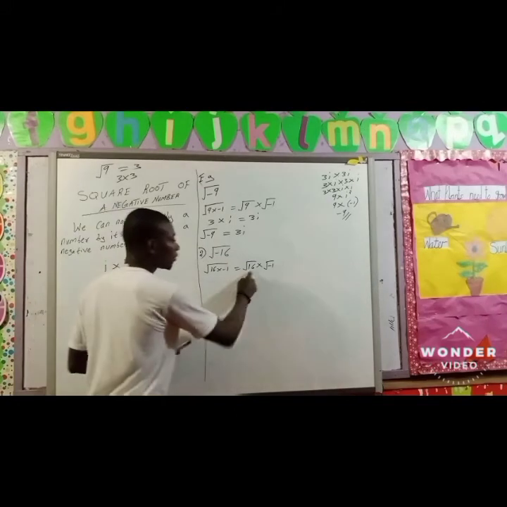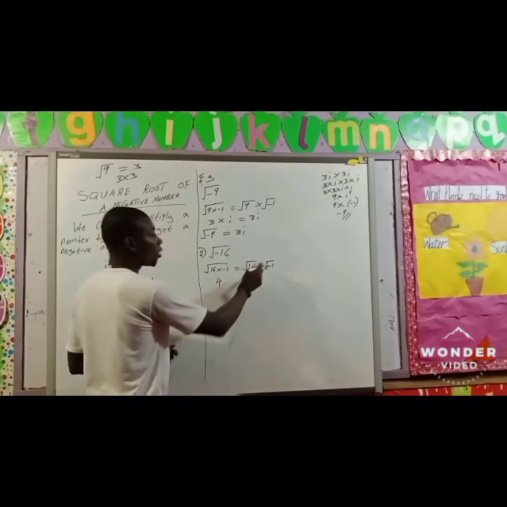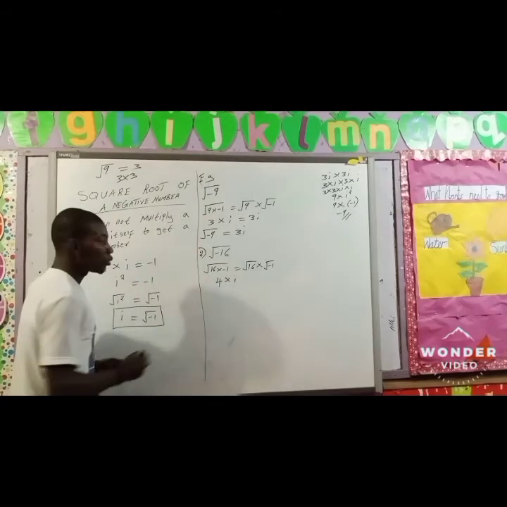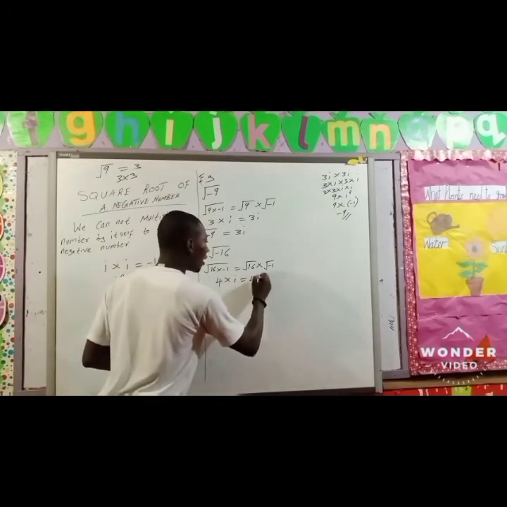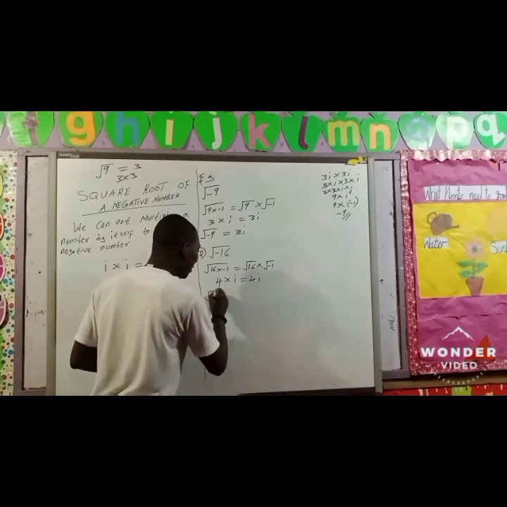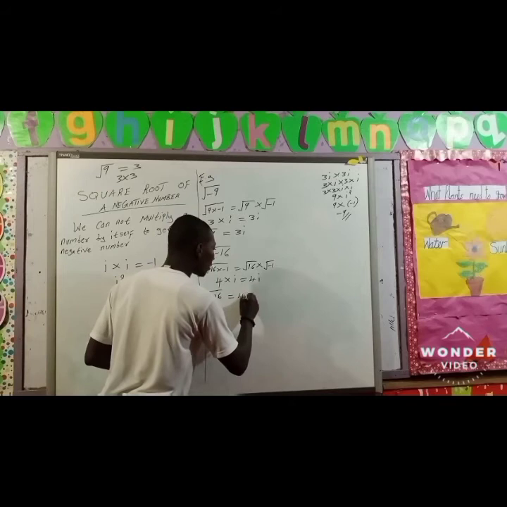So what is the square root of 16? The square root of 16 is 4. What is the square root of minus 1? The square root of minus 1 is i. So what is the answer now? You have 4i. That shows that the square root of minus 16 is equal to 4i.